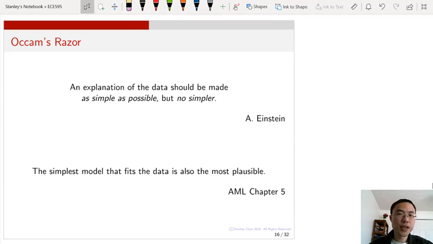The best explanation of Occam's razor is the following statement by Albert Einstein. An explanation of the data should be made as simple as possible, but no simpler. If you read the textbook, chapter 5, it says that the simplest model that fits the data is also the most plausible model.